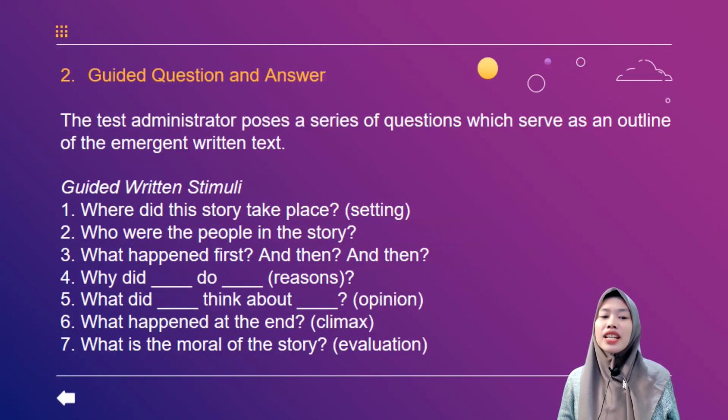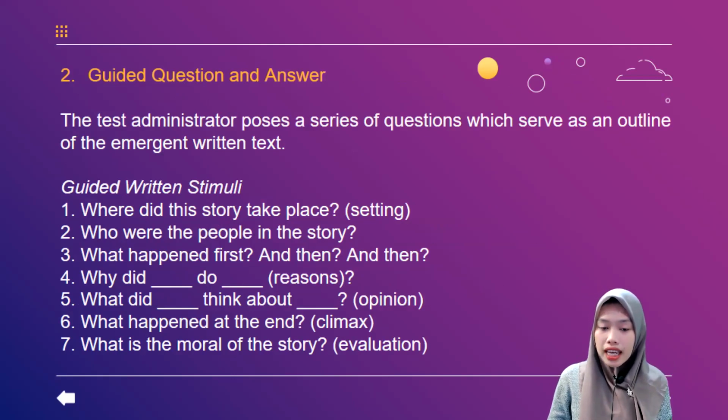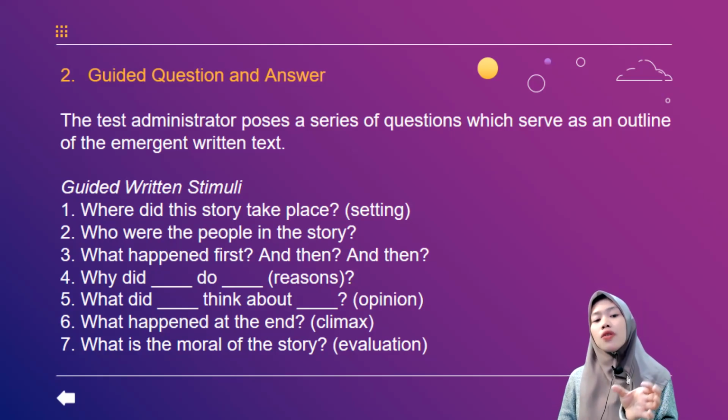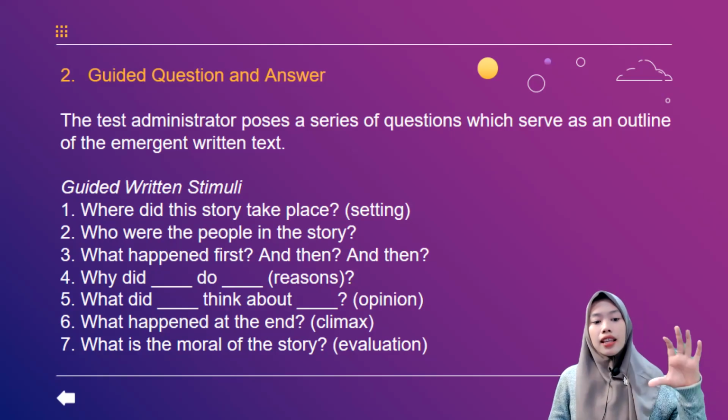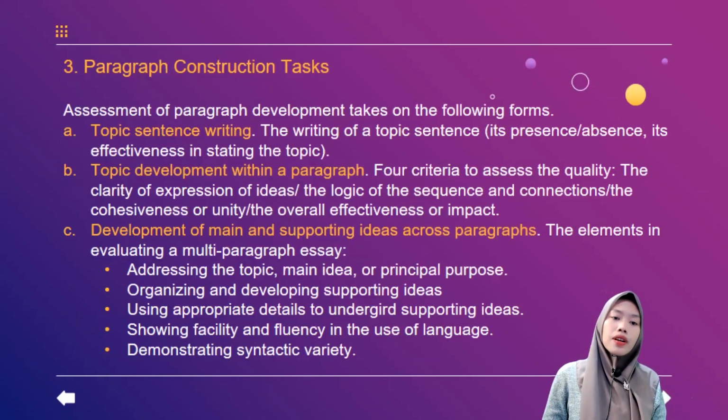Okay, the test administrator poses a series of questions which serve as an outline of the emergent written text. This is the example, guided reading stimuli. Where did this story take place? So it is kind of setting. And then who were the people in the story? About character, yeah. And then the third is paragraph construction task.